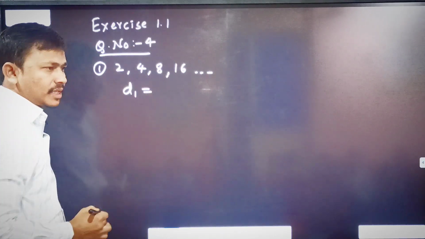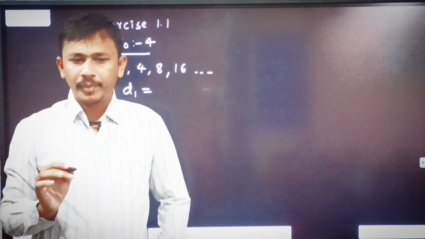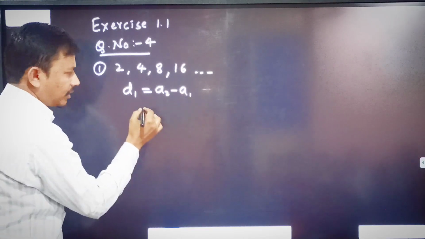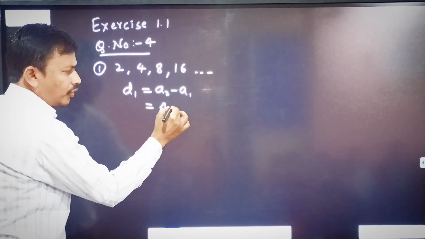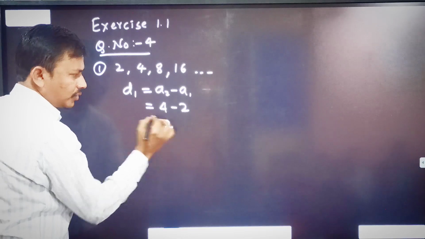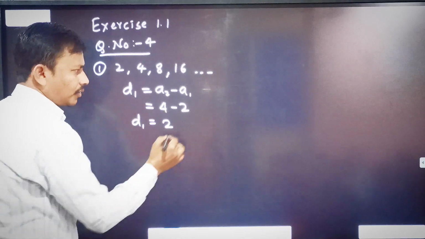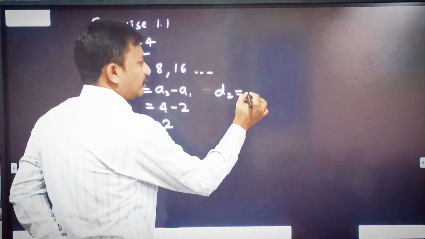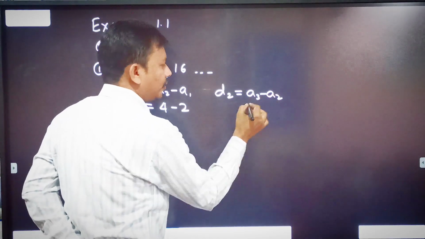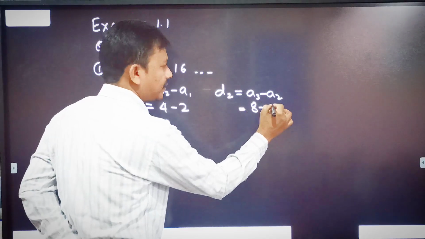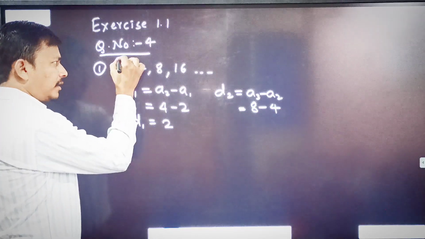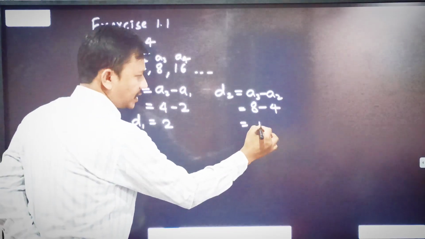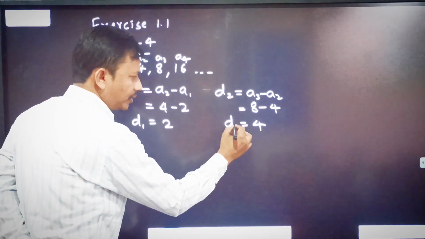D1 is equal to, what is the common difference formula? A2 minus A1. D1 is equal to A2 minus A1. This is equal to, what is A2 value? 4 minus 2. This is equal to 2. D1 is equal to 2. Then second difference, D2 is equal to A3 minus A2, which is 8 minus 4. A1, A2, A3, A4. This is equal to 4. D2 is equal to 4.